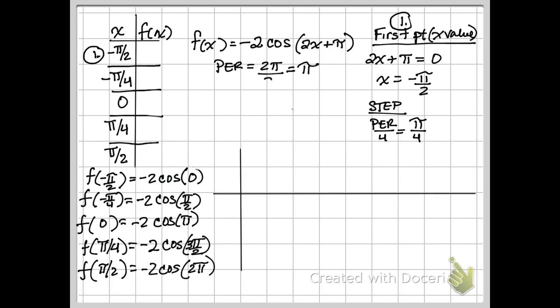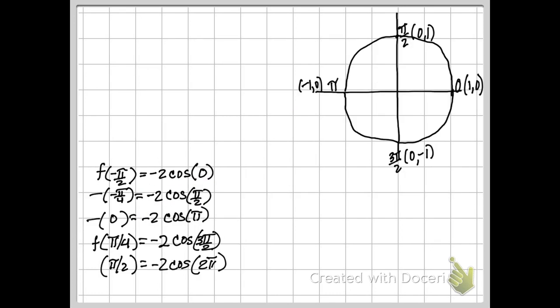I'm going to go to another page here. And just recall that cosine of 0 means that I go to 0 on the unit circle, the angle of 0. So look at the unit circle up to the right. I see the 0 here, and then I want the x coordinate. So the cosine of 0 is 1.